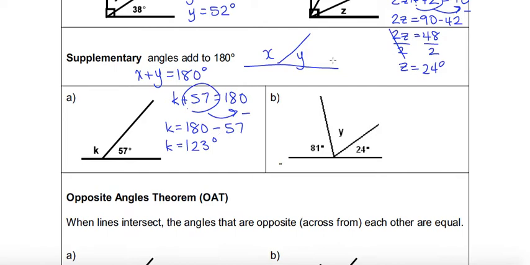So example B, same thing. Because these angles form a straight line, when I add them all up, they will equal 180. So I have y plus 81 plus 24, and all three of those will add up to 180 degrees. I'm going to simplify my terms. So 81 plus 24 is equal to 105.